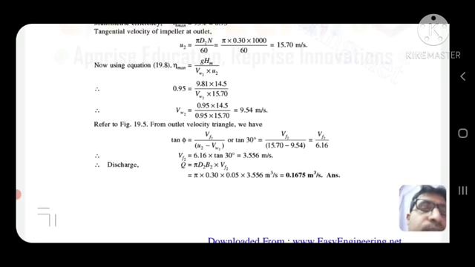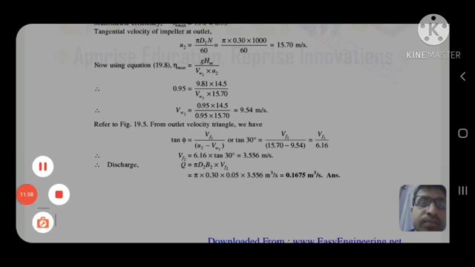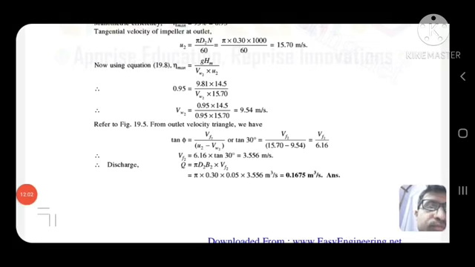So therefore discharge Q is equal to pi D2 B2 into Vf2, pi into 0.30 into 0.05 into 3.556. So Q is 0.16575 meter cube per second.